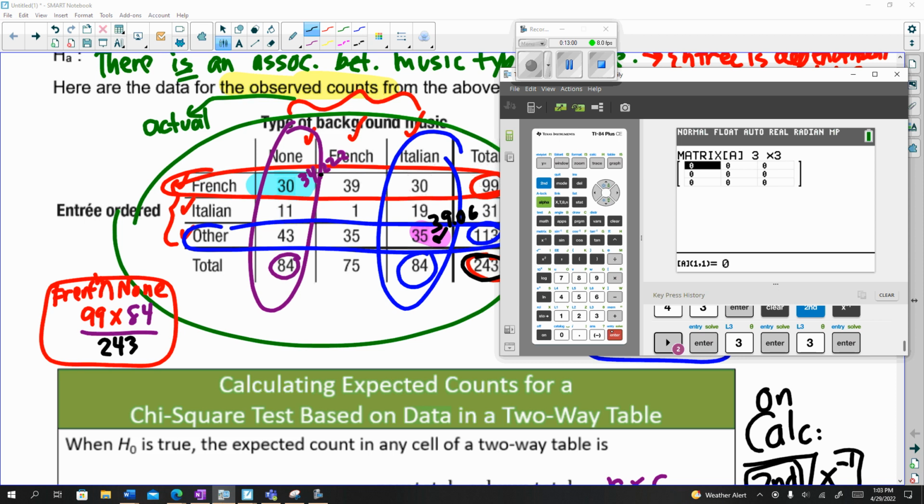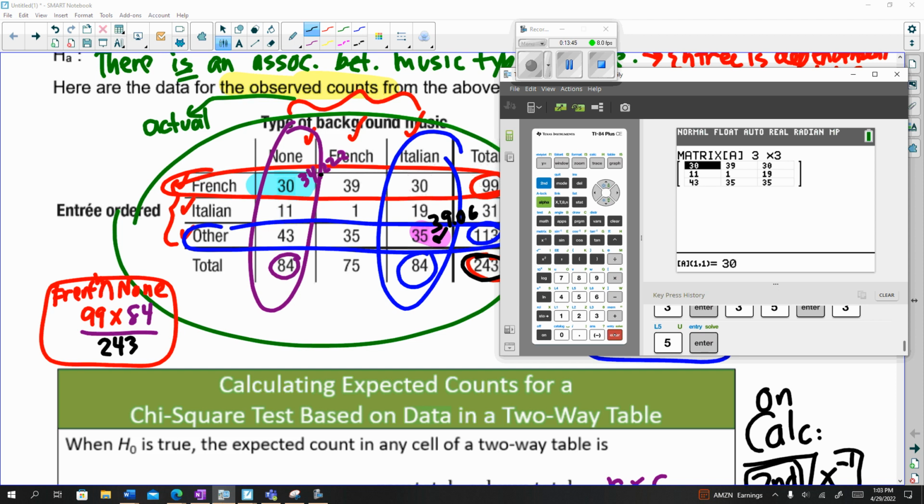Now you're going to enter in all the observed counts that you see from the table. Starting with 30 on the top left, you hit enter, and it's going to default to go left to right. Make a note that you're going across the first row, not down the first column. This is French: 30, 39, and 30. You're not going to put in the totals. Next one is 11. That's Italian: 1 and 19. And then the last one is 43 for other, 35, and 35. Let's double check that everything's in correctly, and then we're going to proceed.